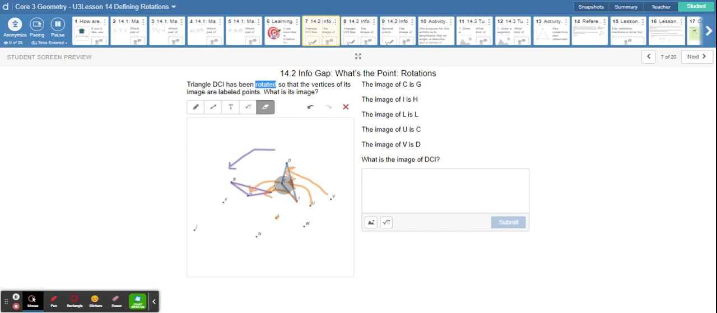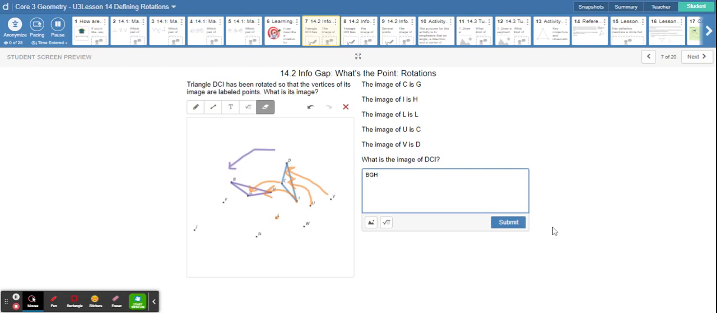But I wouldn't have known how much to rotate. I would have known that I had to rotate, but I wouldn't have known exactly how much. So it could possibly be this BGH triangle. In here, I can fill in what I think it's going to be, BGH.